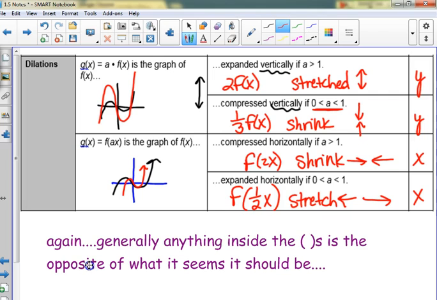Again, opposite of what it seems like inside the parentheses. This time it's a reciprocal value. So if it shrinks in by a factor of 2, the x values are all cut in half. If it stretches out by a factor of 1/2, they're all doubled. The zeros are twice as far away from the y-axis.